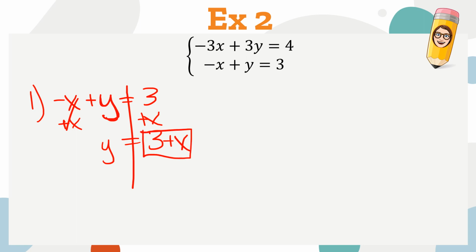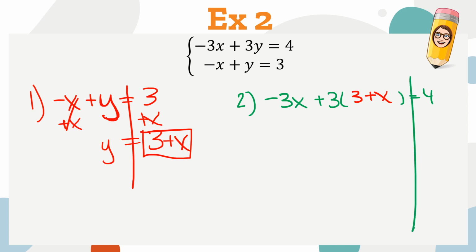Step 2. Oops, I didn't box my answer though. Step 2, we're going to choose the other equation. So I'm going to pick the first equation. And where there's a y, I'm going to put a gap. In that gap, I'm going to write my expression. See how I substituted for y? I substituted for y, so now I'm ready to solve.